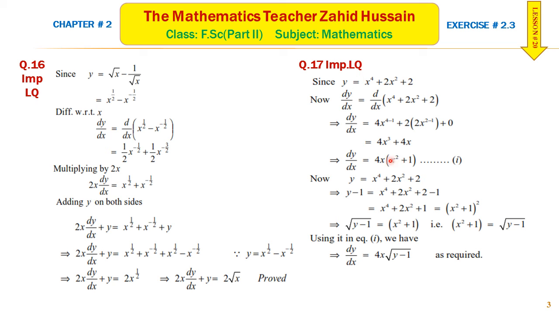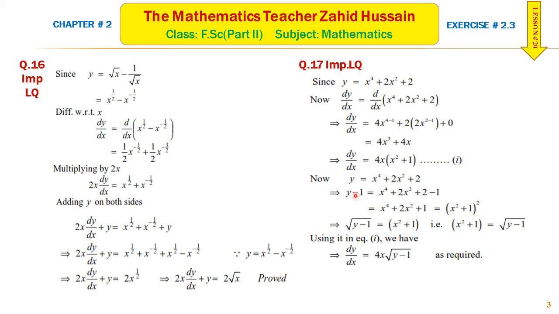We will find the value of x square plus 1. y is equal to x to the power 4 plus 2x square plus 1. Subtracting 1 on both the sides, y minus 1, because we need y minus 1. We get x to the power 4 plus 2x square plus 2 minus 1, so x to the power 4 plus 2x square plus 1. Now this is a perfect square and this is the square of x square plus 1. So y minus 1 is equal to x square plus 1 whole square.